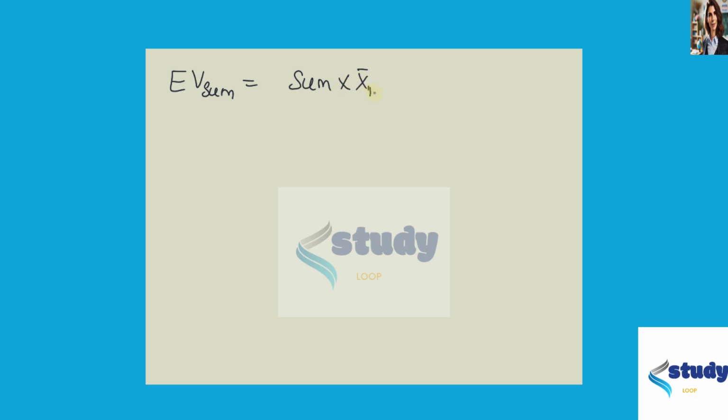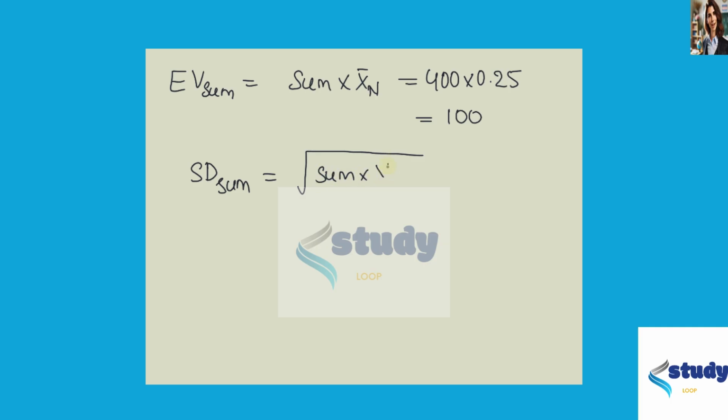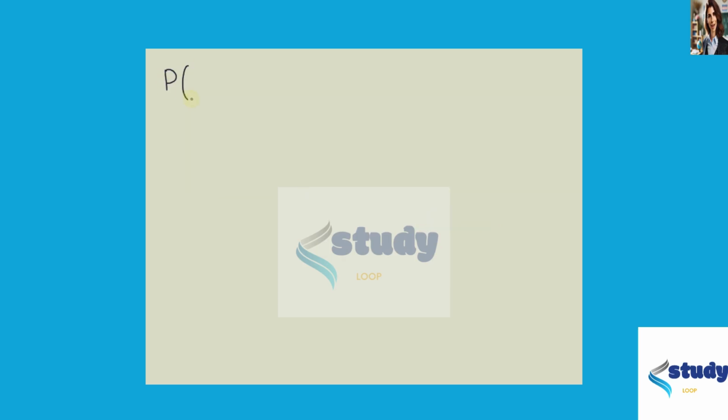Now we have to find the expected value, that is EV sum, will be equal to sum multiplied with x bar n. So which is equal to 400 into 0.25, which is equal to 100, and standard deviation sum will be equal to square root of sum into variance of n, which is equal to square root of 400 into 0.1875. So which is equal to 8.660.